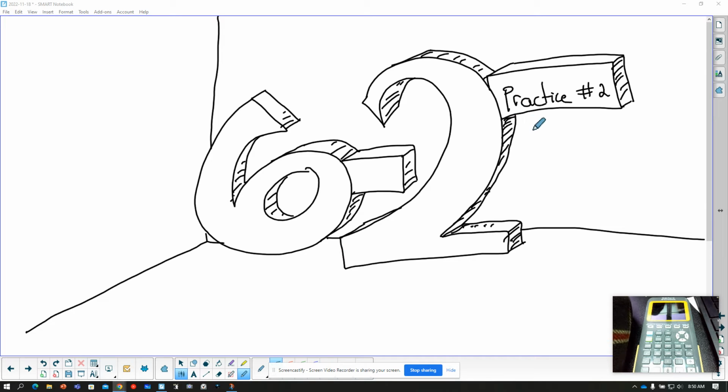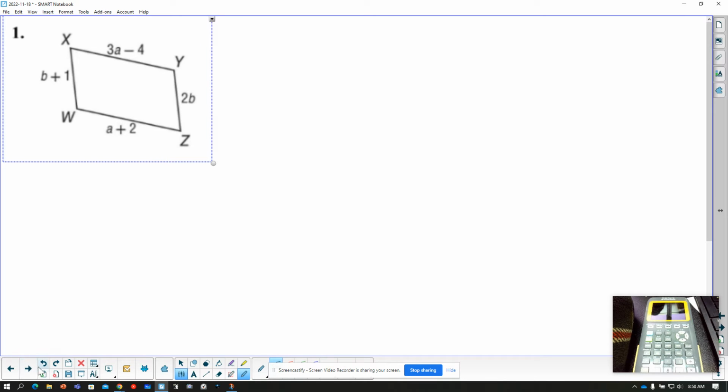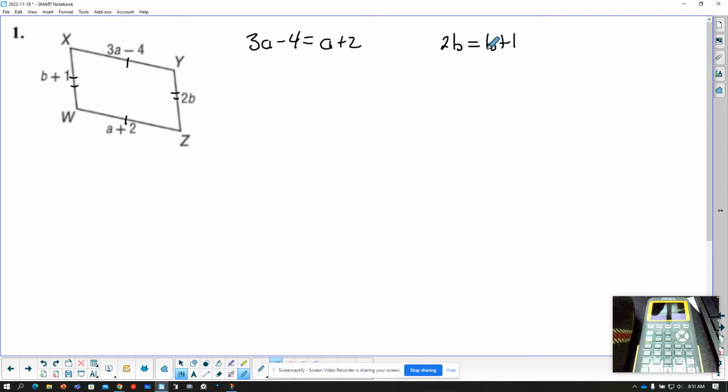All right, we are ready for section 6.2, practice number 2. Problem number 1. This being a parallelogram means the opposite sides are congruent. That's congruent to that. That is congruent to that. Now that we know the opposite sides are congruent, we can create our equations because congruent means equal. So 3a minus 4 equals a plus 2. And the other one would be 2b equals b plus 1.